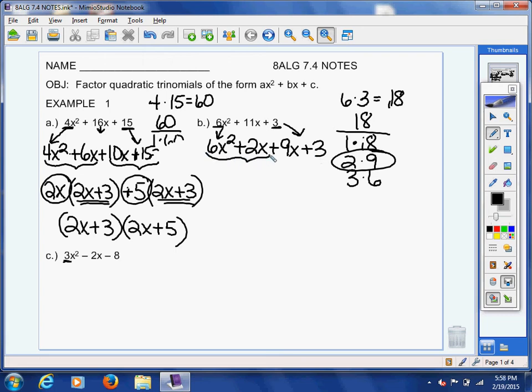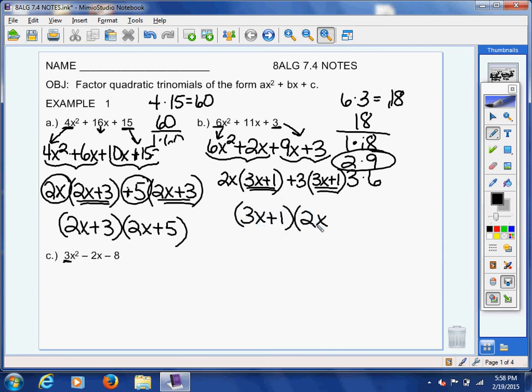So GCF of 6x squared and 2x, I'm going to pull out a 2x, and that's going to leave behind a 3x plus 1. And then I'm going to pull out a GCF of 9x and 3. I'm going to pull out a positive 3, and that's going to leave me with, yep, 3x plus 1. Oh boy, look what we just did. I now have a common binomial, so I'm going to pull that out. Yoo-hoo! And then what's left goes into the other quantity, and I just factored that joker of a trinomial up top for B. We did a great job.